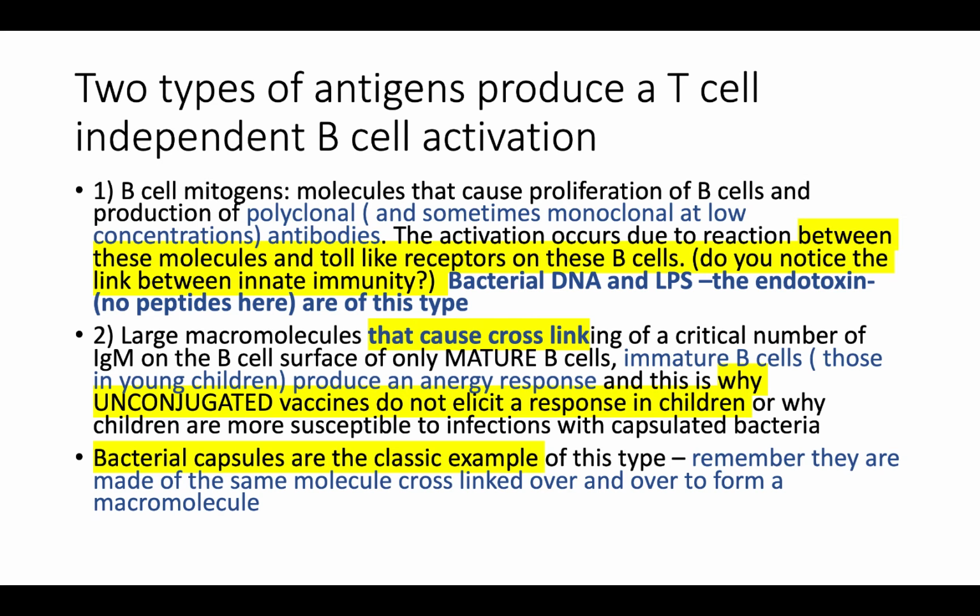So here's another point. Immature B cells, those in young children, produce an anergic response when you try to activate them with large macromolecules. That's why unconjugated vaccines do not elicit a response in these children. So we conjugate them to proteins so we can produce a dependent response instead. Bacterial capsules are the classic examples, as are DNA, RNA, and macromolecules, meaning molecules made of many repeating similar pieces.